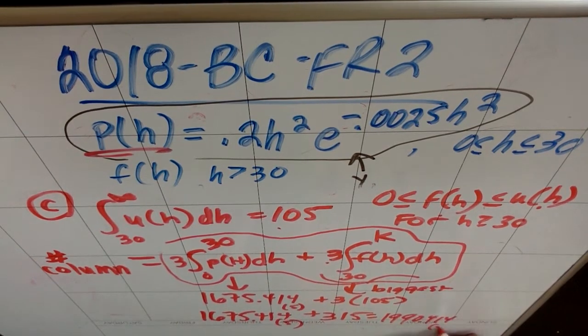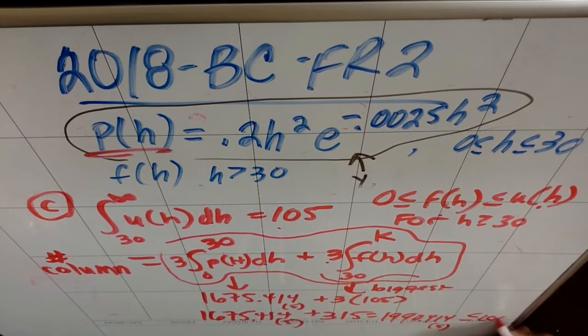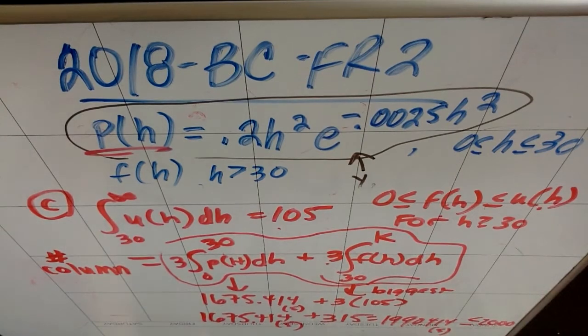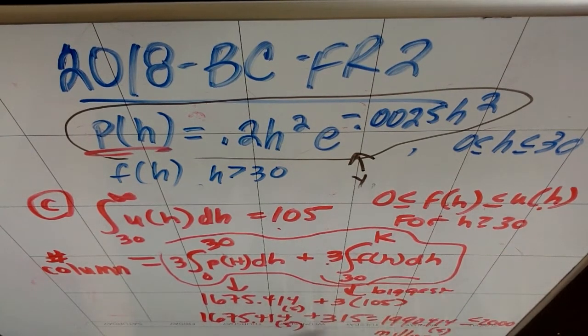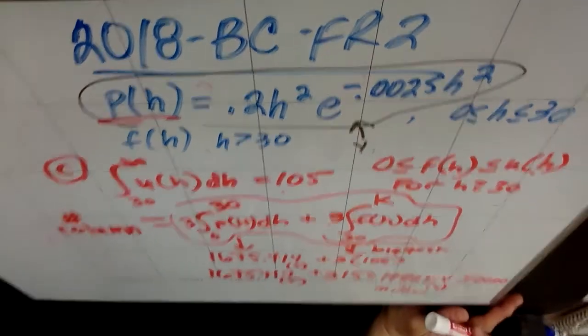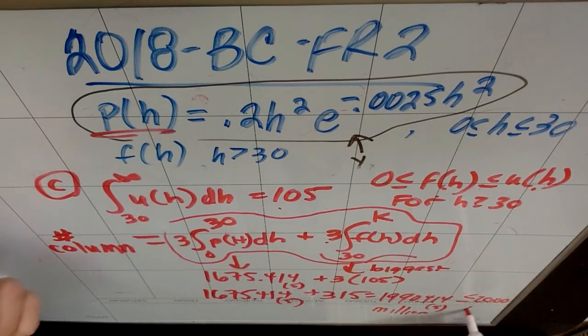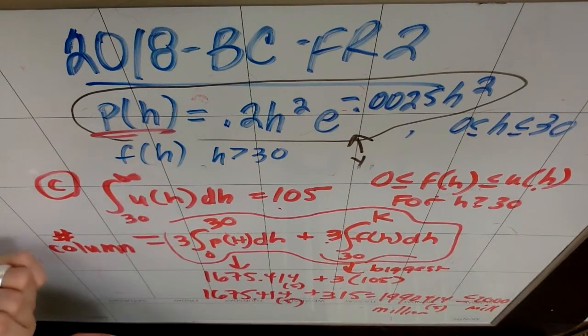0.414 or 5, which is less than or equal to the 2000, right? So even if this thing were as large as it could possibly be, the biggest value I'd get is 1990 something, right? Which is definitely smaller than 2,000 million, okay? So that's what they meant by showing that.